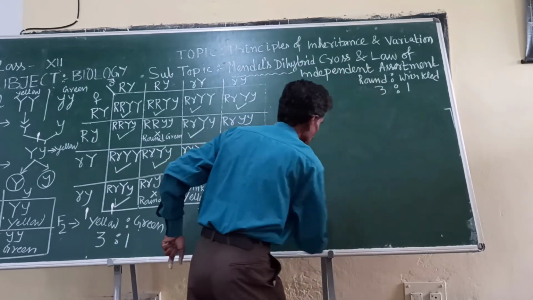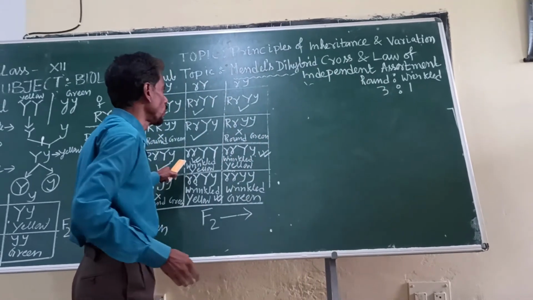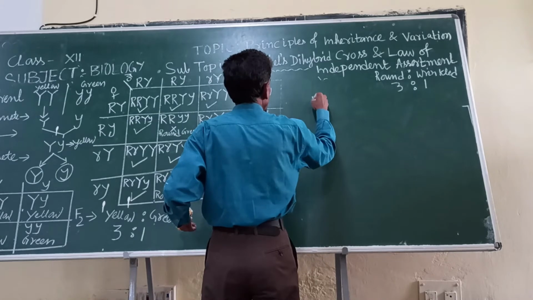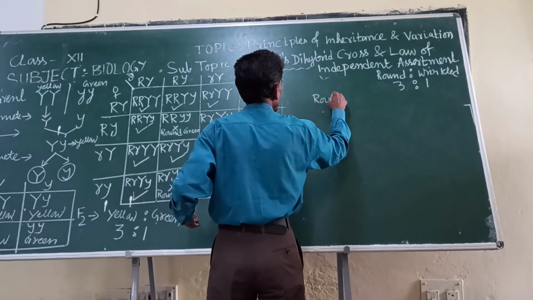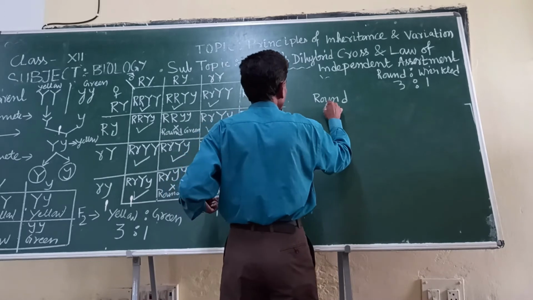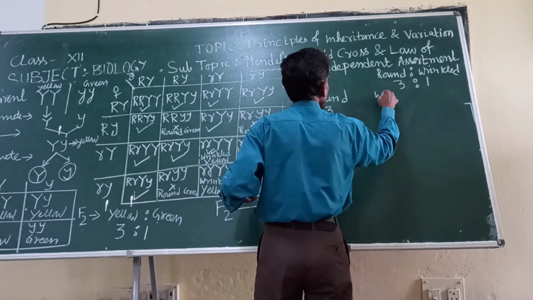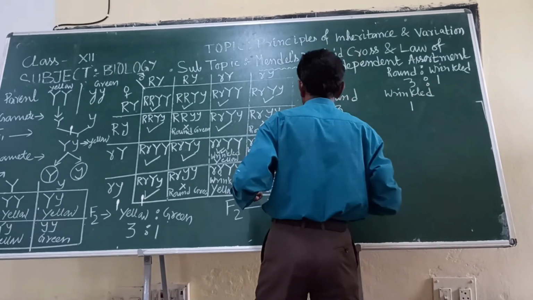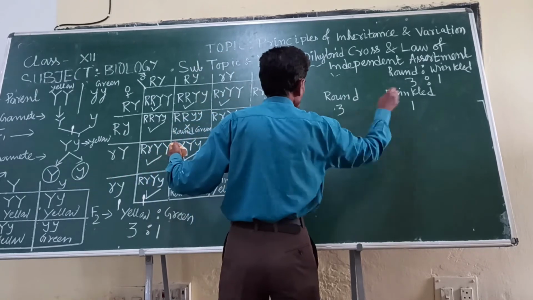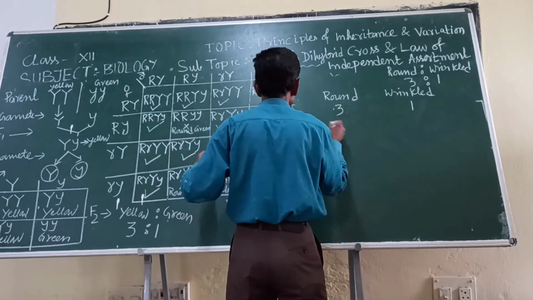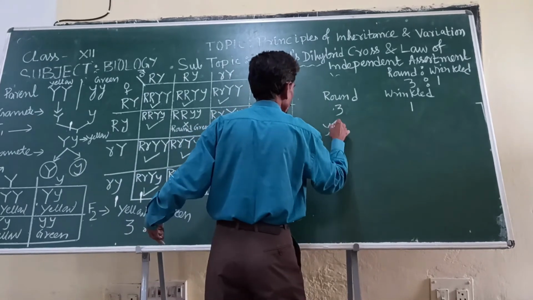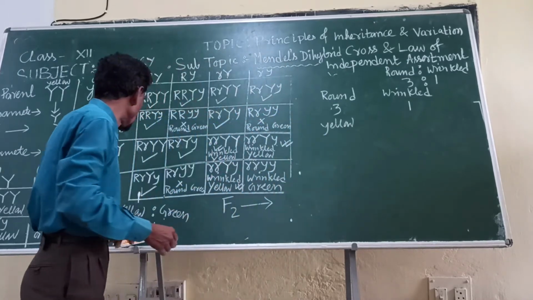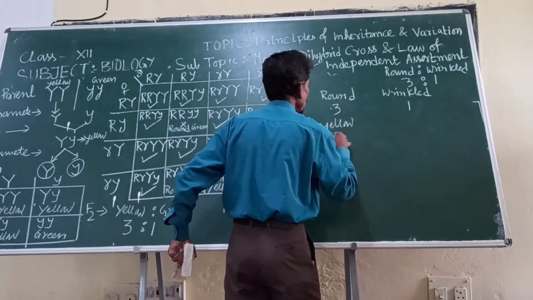Very beautifully you can remember how this cross is a multiplication of these two single monohybrid crosses. So what are the round, how many are there? 3. Wrinkled, how many are there? 1. When these are multiplied by yellow, how many are there? 3. Yellow, 3. Green, 1.